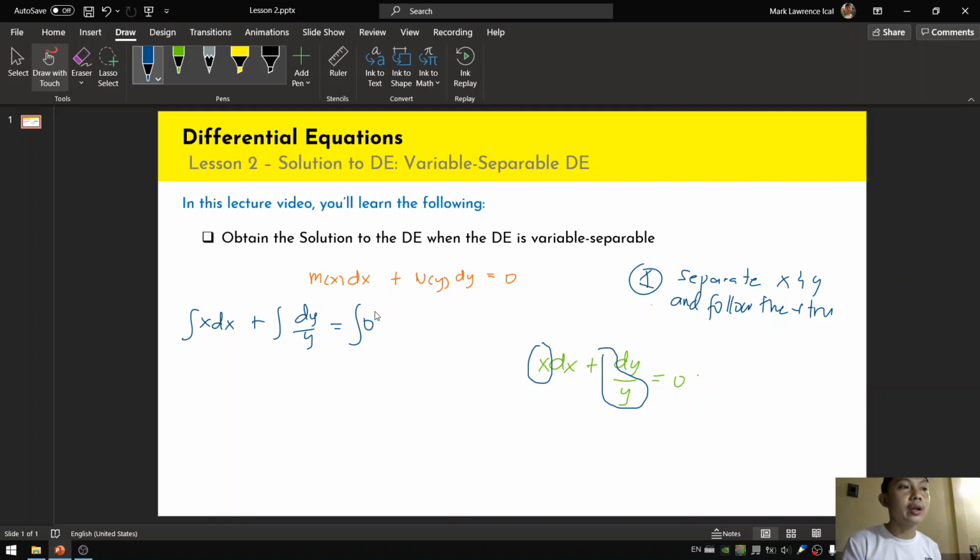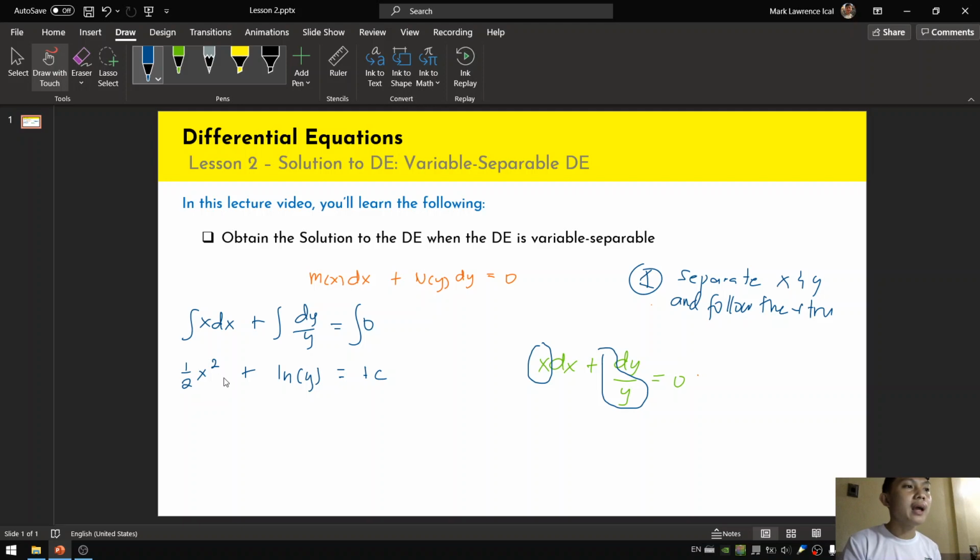If we're going to integrate that one, obviously you're going to have plus c later. So integrating this section, we have 1/2 x squared plus, this one is following the ln, so we have ln. Again, the integral of 0 with respect to whatever it is, x or y, obviously you're going to be resorting to only plus c.